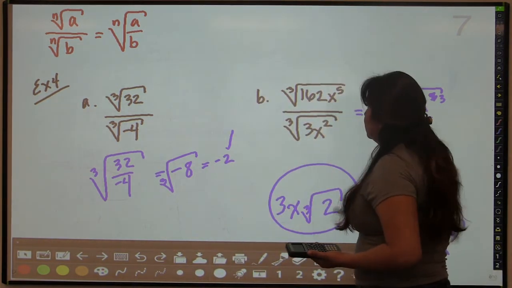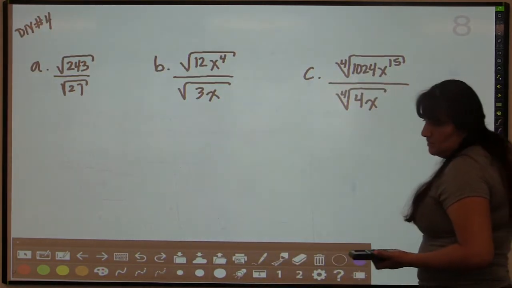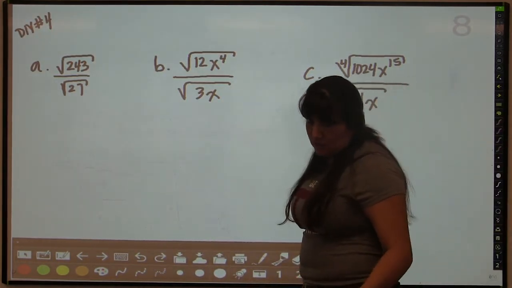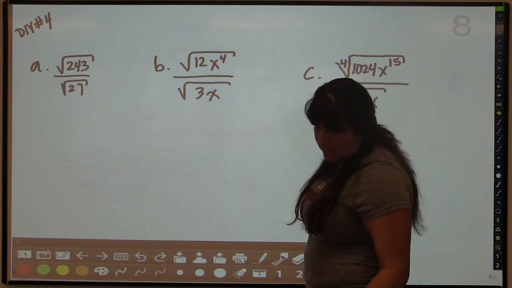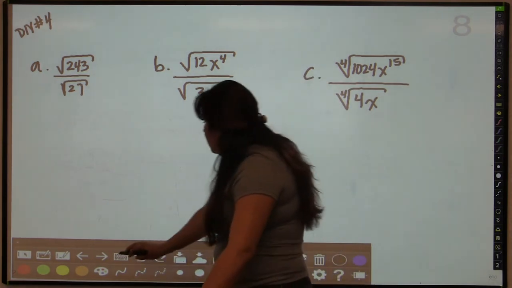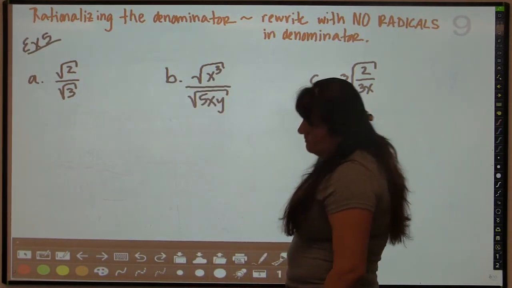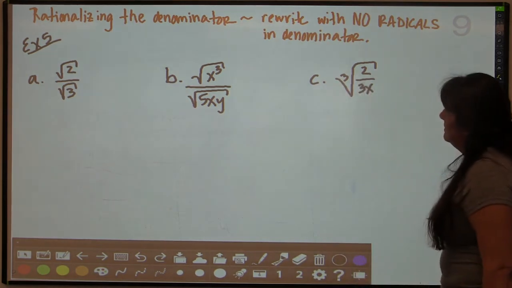So now you're going to try some. Awesome. And then we're going to show you how to rationalize the denominator. It's not disgusting, it's beautiful. Alrighty, this is our last example for this lesson.